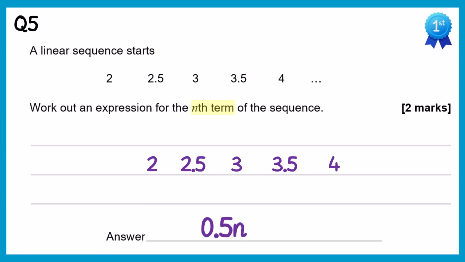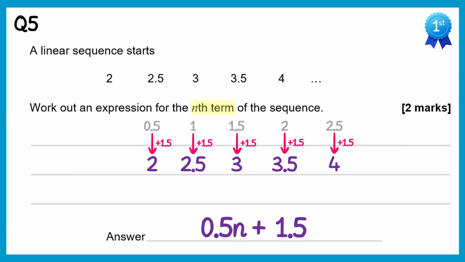Then we need to write out the multiples of 0.5, so 0.5, 1, 1.5, 2, 2.5, and so on. Then we just work out how to get from the multiples of 0.5 to our sequence. For the first term here, we would need to add on 1.5. And that's the same for the next one. And in fact, that's the same for all of them. So we take 0.5n and then we just add on 1.5 to get our sequence. So the nth term is 0.5n plus 1.5.